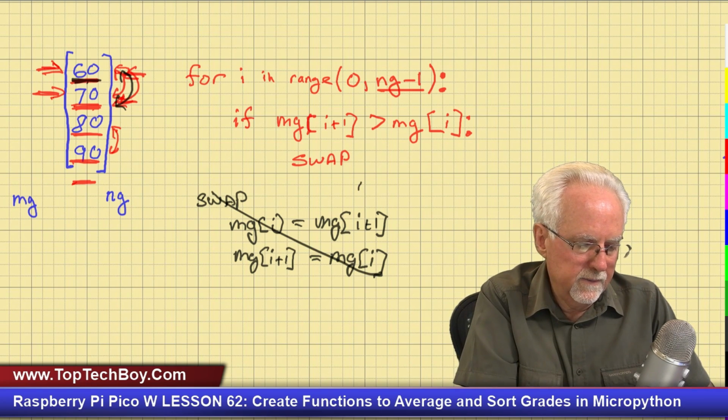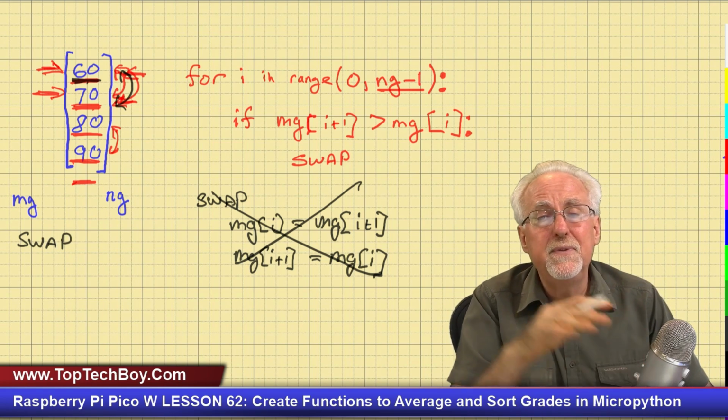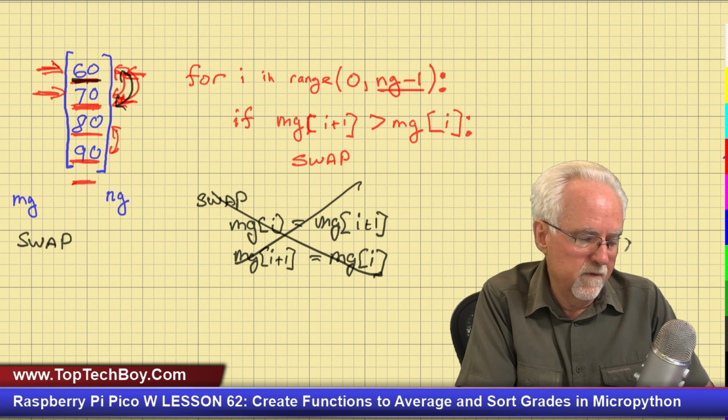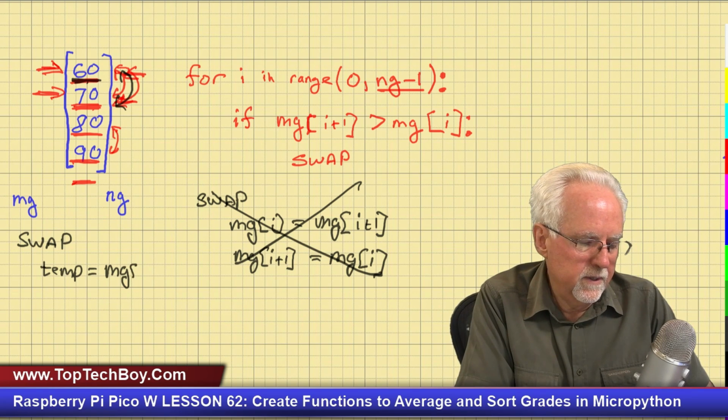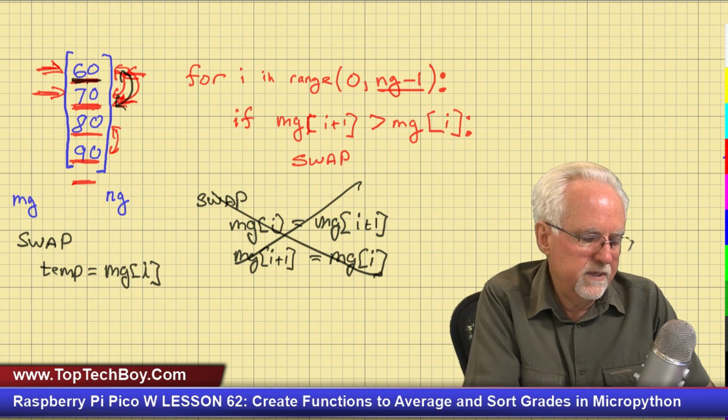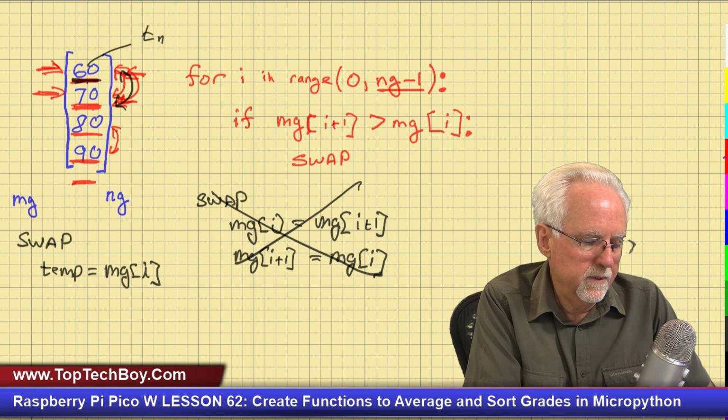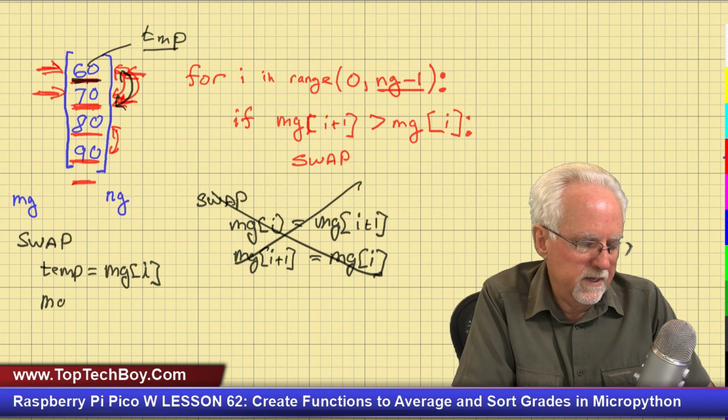This is wrong. The way we would do it is, the first thing is we've got to put the 60 off to the side so we don't overwrite it. So I'm just going to put temp is equal to IMG of I. So 60 comes over to temp. Then I'm going to say IMG of I now is equal to IMG of I plus 1, like that.